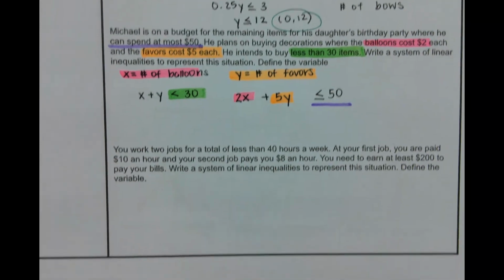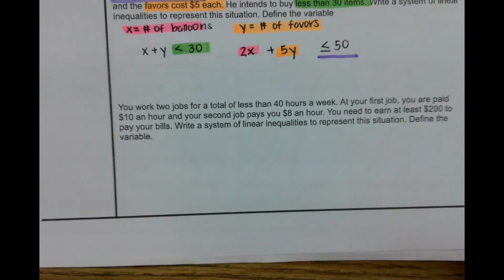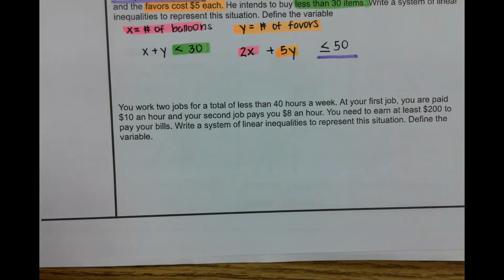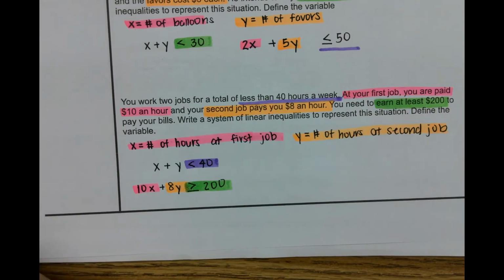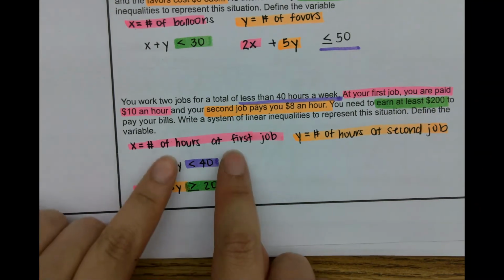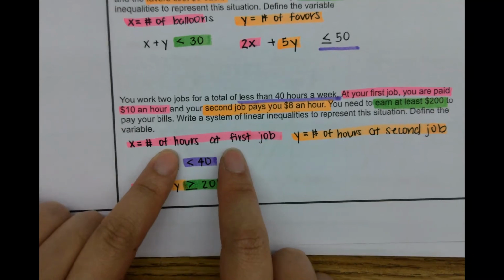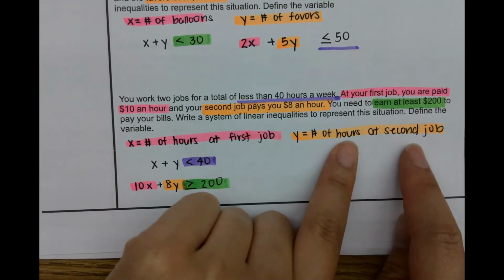Okay. So I'm going to have you try this one on your own, write the system of inequalities, and then come and check your answer. So here's what you should have gotten. You should have defined your variables. x is the number of hours at your first job. y is the number of hours at your second job.